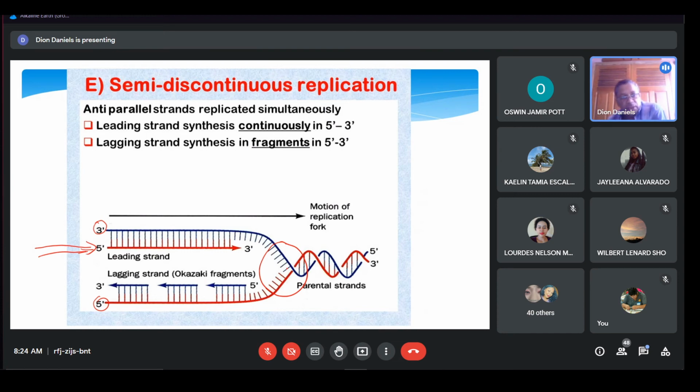Now the strand at the bottom, because it has to be built in the 5' to 3' direction, has to wait. All right? And so it is built in the opposite direction of that replication fork. And it is being built by what are called Okazaki fragments. So each one of these fragments here are the Okazaki fragments. All right? And these fragments will eventually replace the RNA primers that were annealed to that DNA molecule. All right?